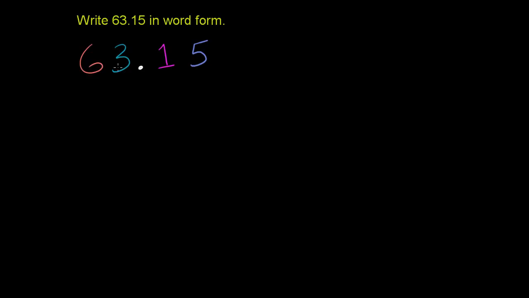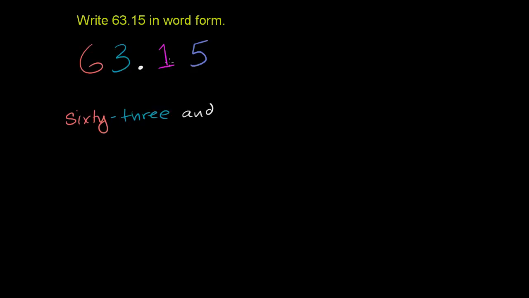But we know how to write this stuff to the left. This is pretty straightforward. This is just 63. So let me write that down. So this is 63. And instead of the decimal, we'll write "and." Now there's two ways to go here.